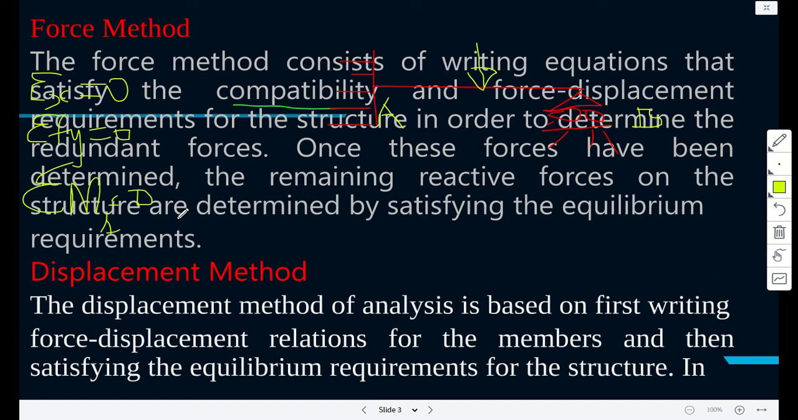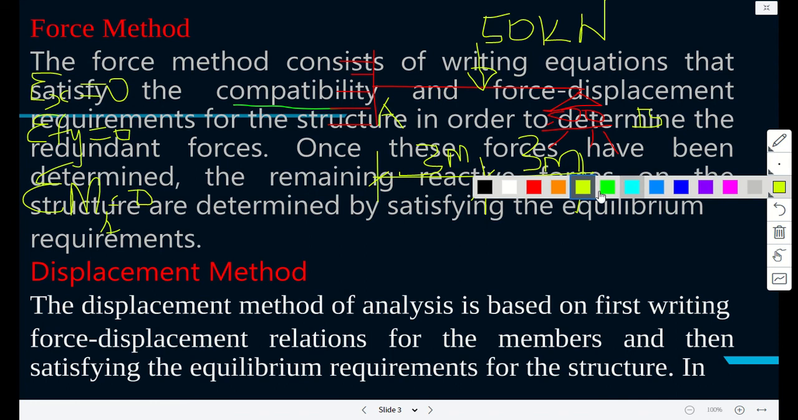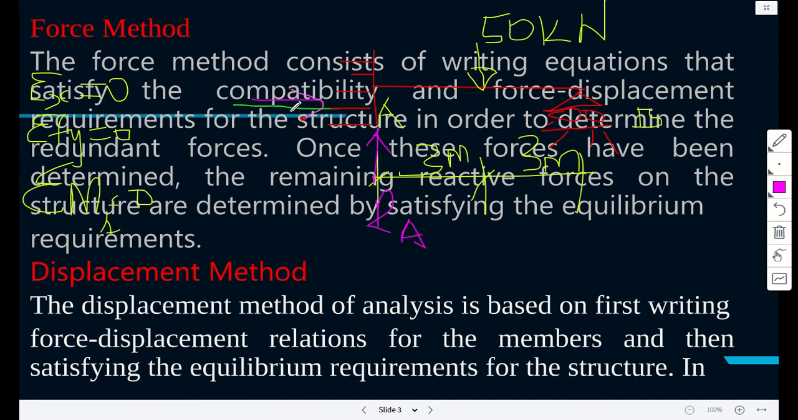Just to explain a little bit, say this is 50 kilonewton, and this is 3 meters, and this is 3 meters. So this is a statically indeterminate structure. Statically indeterminate means the number of reactions are more than the equations that can solve them. So for example, here the reactions would be RA, the reaction at A. There is a horizontal force at A.